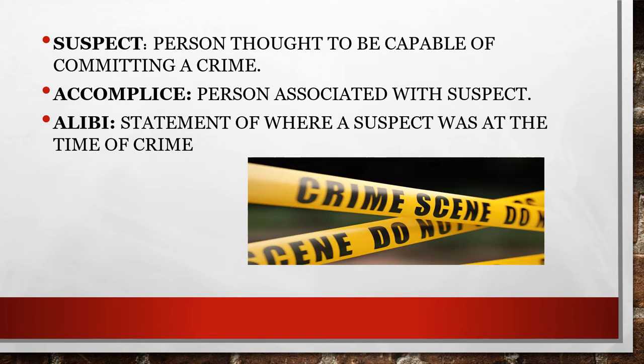Suspect. A suspect is a person thought to be capable of committing a crime. Accomplice. An accomplice is a person associated with the suspect. Alibi. An alibi is a statement of where a suspect was at the time of the crime.